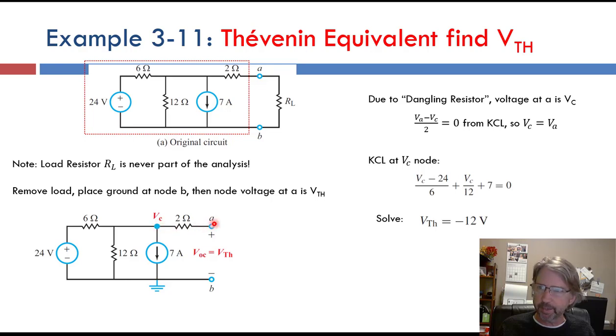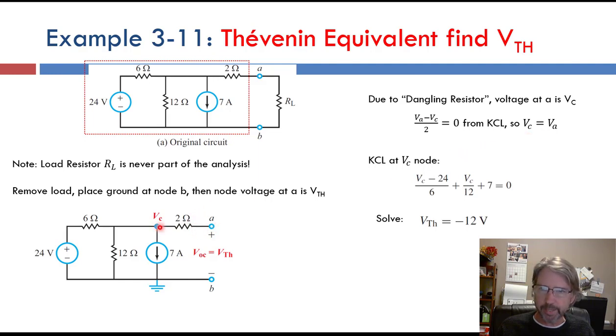If you forget, we can do Kirchhoff's current law. As we see here at node A, going out, we have VA minus VC over 2, and that's the only branch, so that has to equal 0. So that proves that VA equals VC.